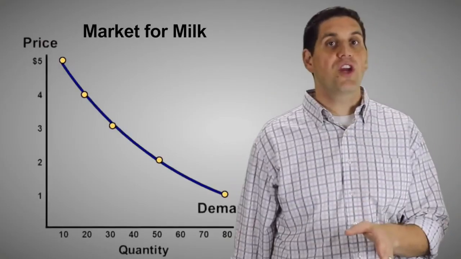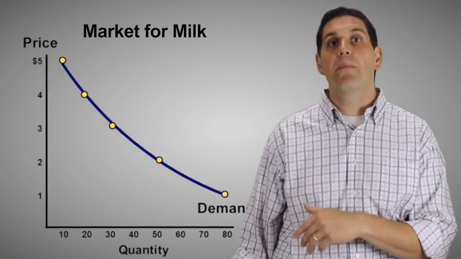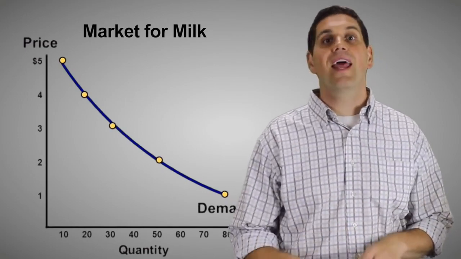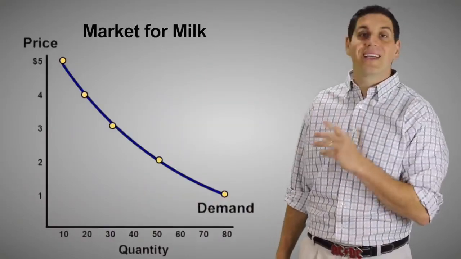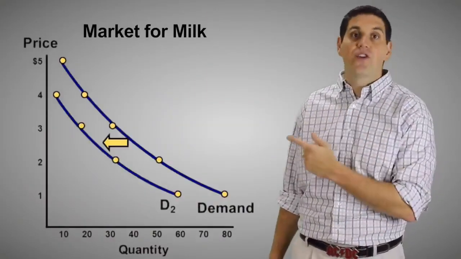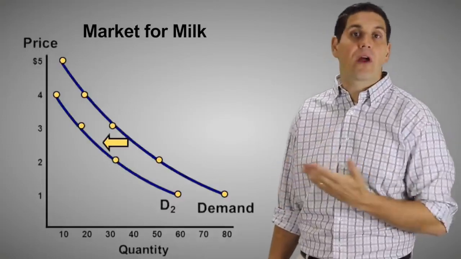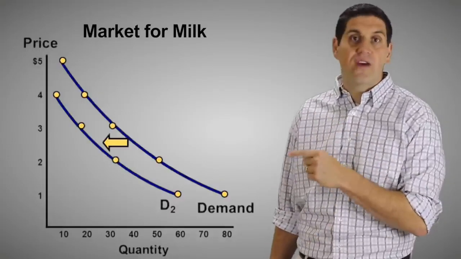So a change in price moves along the demand curve, but if something else other than price changes, it'll actually shift the demand curve. For example, let's say a study comes out that says milk causes baldness. That would cause the entire demand curve to shift to the left. At every single price, people are going to buy less, and so the curve shifts to the left.